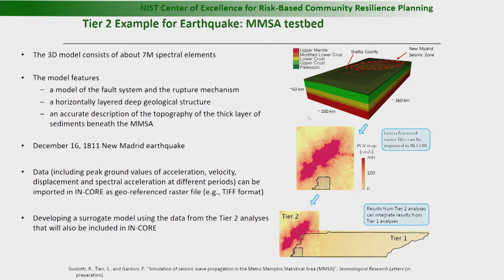Another example, a quite advanced example from UIUC, is a 3D model of a fault rupture, in this case, the December 16, 1811 New Madrid earthquake. And that involves 7 million elements, so a massive finite element model of this rupture. And this is particularly advantageous when there's a complex soil structure, such as in the Memphis metropolitan statistical area, which will be another example provided.